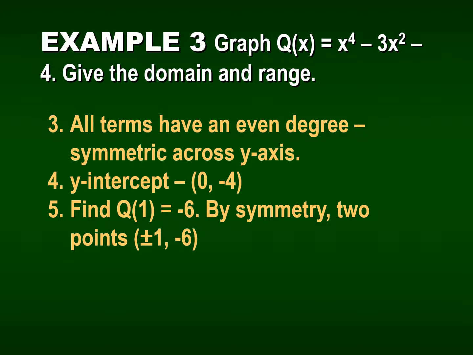And we can find some symmetry. Let's say we plug in 1, we get -6. And so by symmetry, that means that 1 gives us -6, which means -1 will also give us -6.